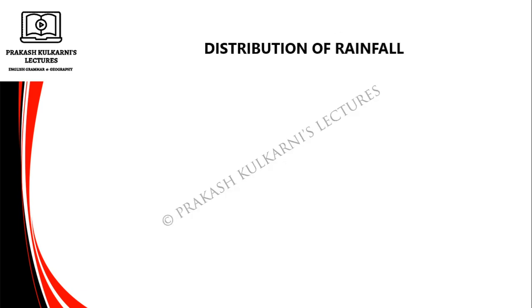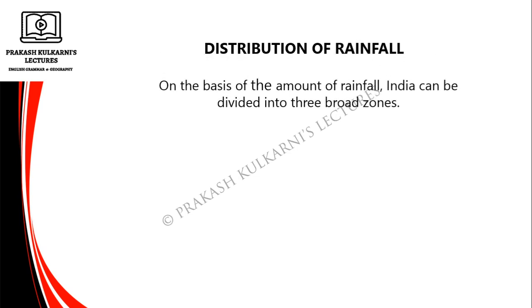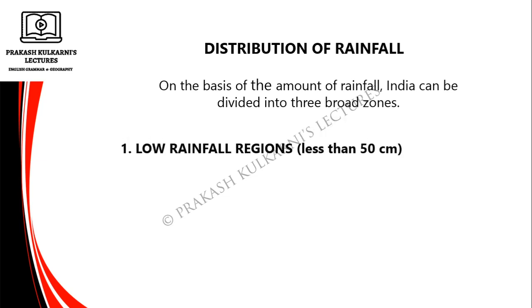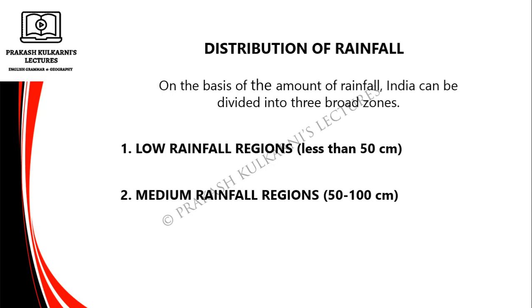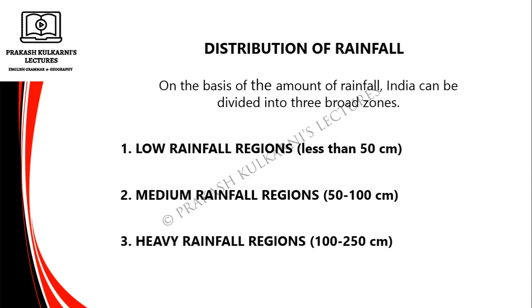Now coming to distribution of rainfall. On the basis of the amount of rainfall, India can be divided into three broad zones. Low rainfall regions, that is less than 50 centimeter. Second one is medium rainfall regions, 50 to 100 centimeters. Heavy rainfall regions, 100 to 250 centimeter.